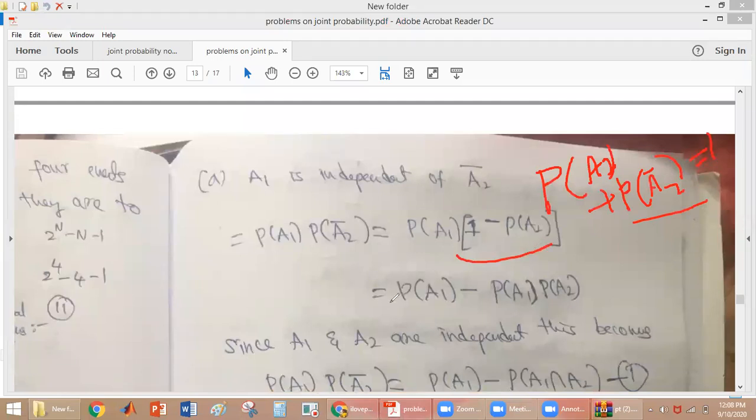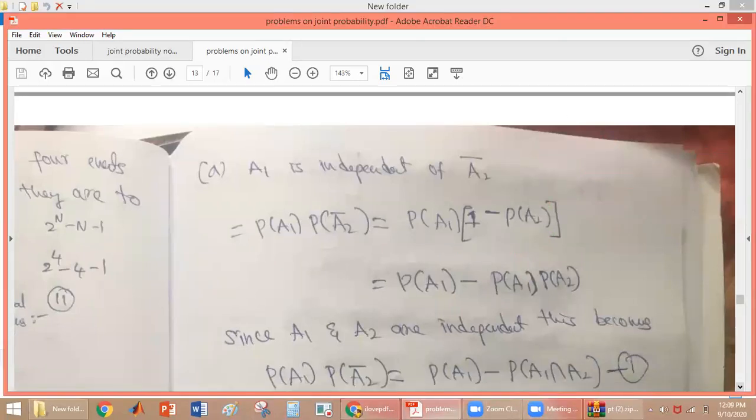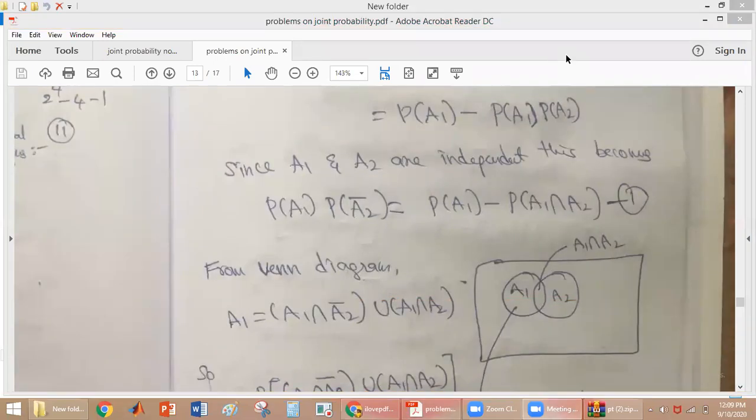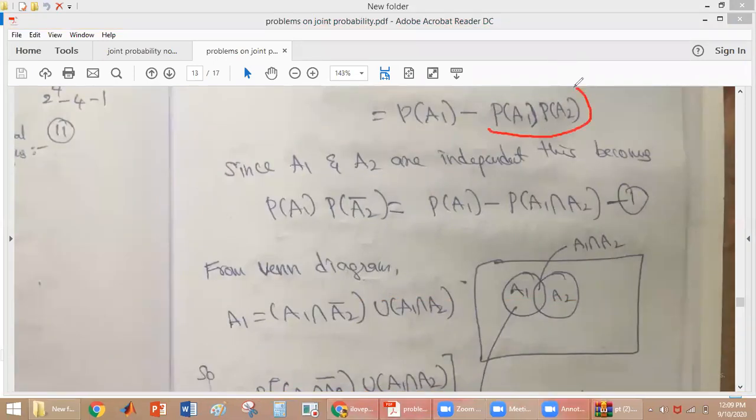Now we just multiply this. This can be written as probability of A1 minus probability of A1 into probability of A2. And it is given in the problem that A1 and A2 are independent. So since A1 and A2 are independent, what is probability of A1 into A2? Probability of A1 into probability of A2 will be equal to probability of A1 intersection A2. So now you see here we got probability of A1 minus probability of A1 intersection A2.